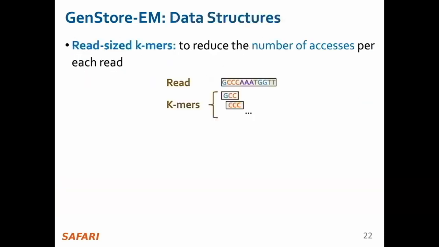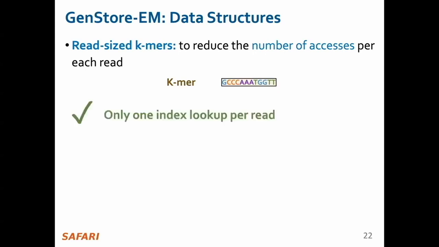So to reduce the number of accesses per read, we introduced the concept of read-sized k-mers. Instead of extracting several k-mers per read, we consider that a read is one k-mer. Therefore, instead of having several k-mers to look up in the index and reference genome several times, we have only one index lookup per read. So that reduces the number of random accesses.